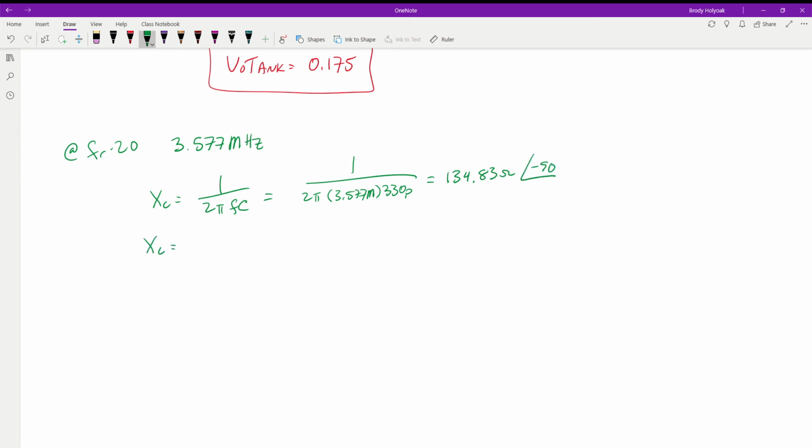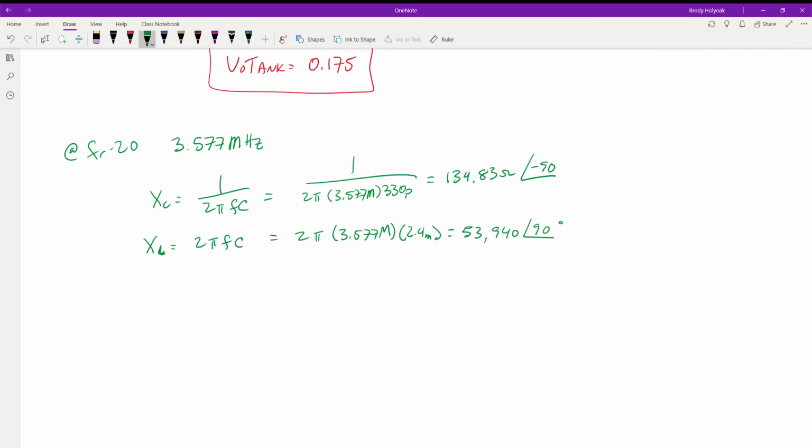The inductive reactance is 2 pi times F times L. So that gives us 2 pi times the frequency of 3.577 meg times 2.4 milli. I'm going to make sure that this is designated as a capital so we don't have any confusion. And that gives us a total of 53,940 at a positive 90 degrees.